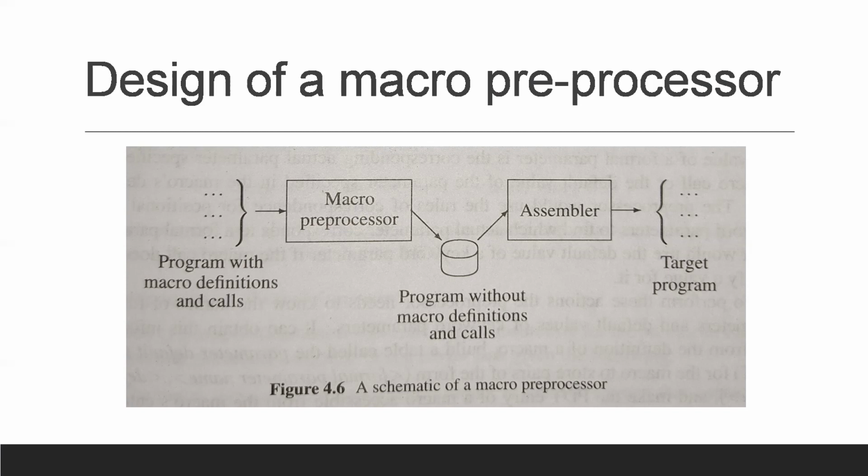I hope you understood this. Nothing difficult in this. Make sure you have this unidirectional arrow which is giving input, that is, the program with macro definition to the macro preprocessor. Again a unidirectional arrow, and this is a database which holds the program without macro definition and calls. From here again we have a unidirectional arrow, that is, to the assembler. The assembler will do its task and at last will give you the target program as an output.